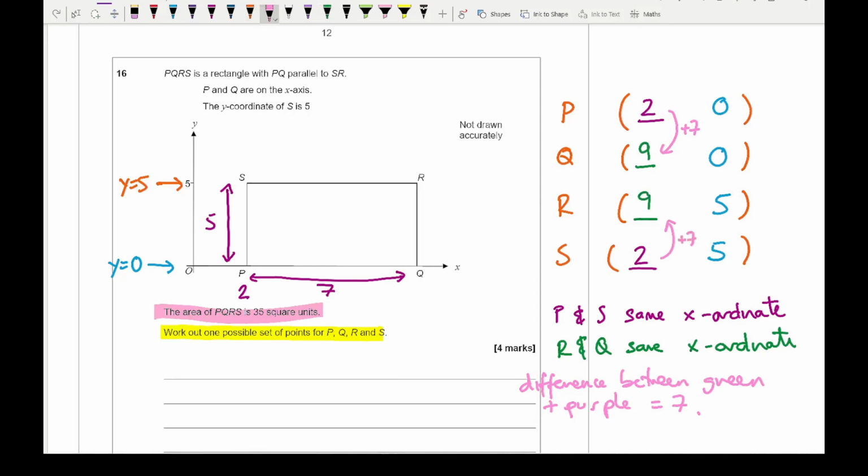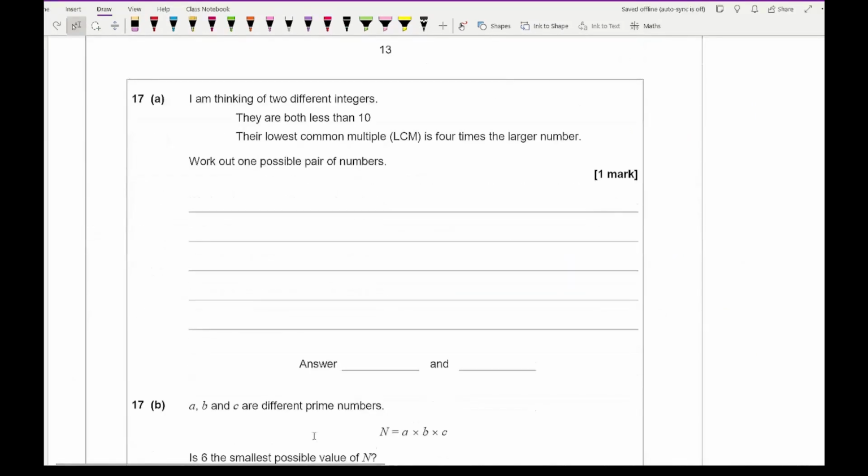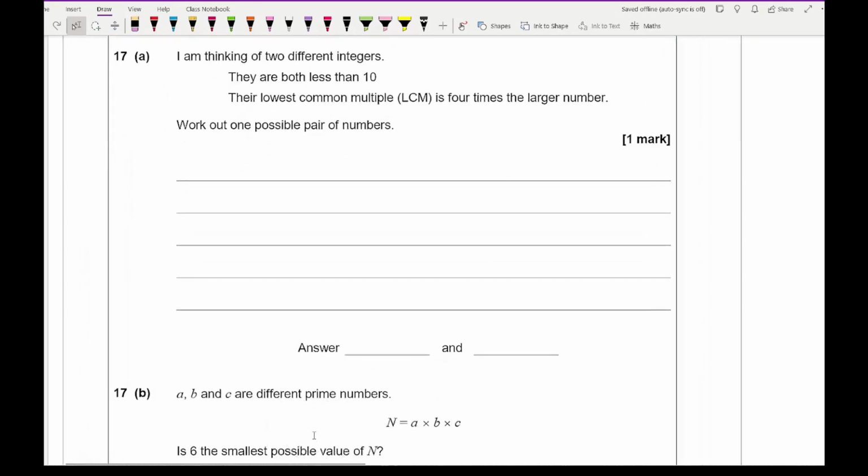As I mentioned, there are multiple answers, so as long as you follow the rules, it should be okay for you to get them correct. But what I've written in blue must be correct. They must be 0, 0, 5 and 5. Marked correctly. Moving on to question 17, it says, I'm thinking of two different integers.